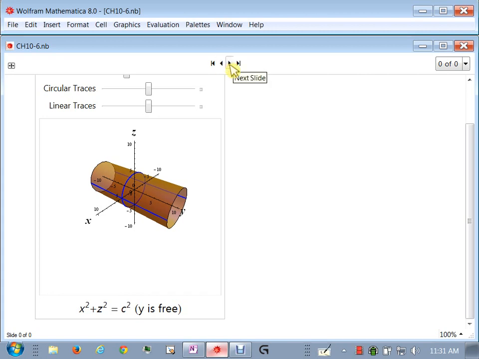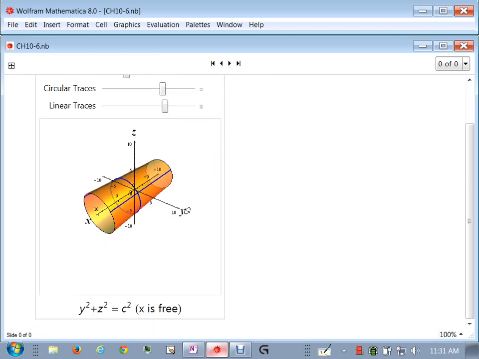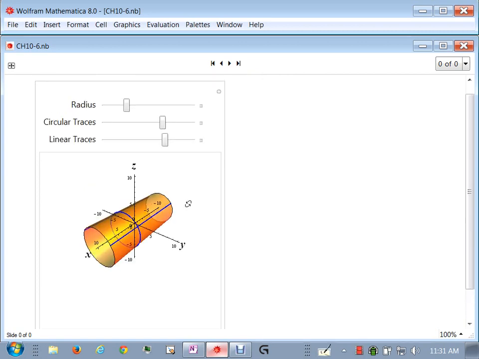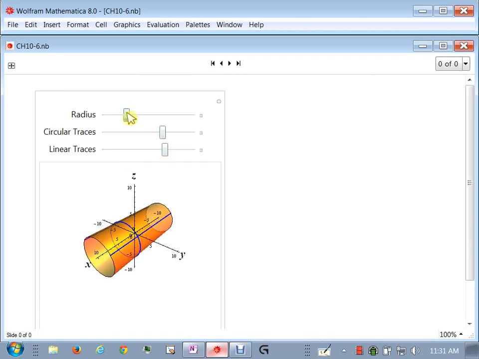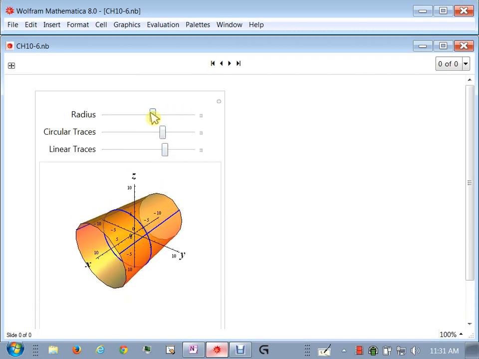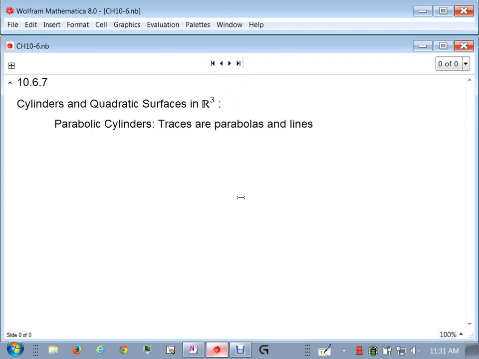And if I wanted to go down the x-axis, the equation would be y squared plus z squared equals c squared, which is this. So the x is free. What does changing the value of c do? It just changes the radius of your cylinder, right? Okay, all right, so that's the first thing.